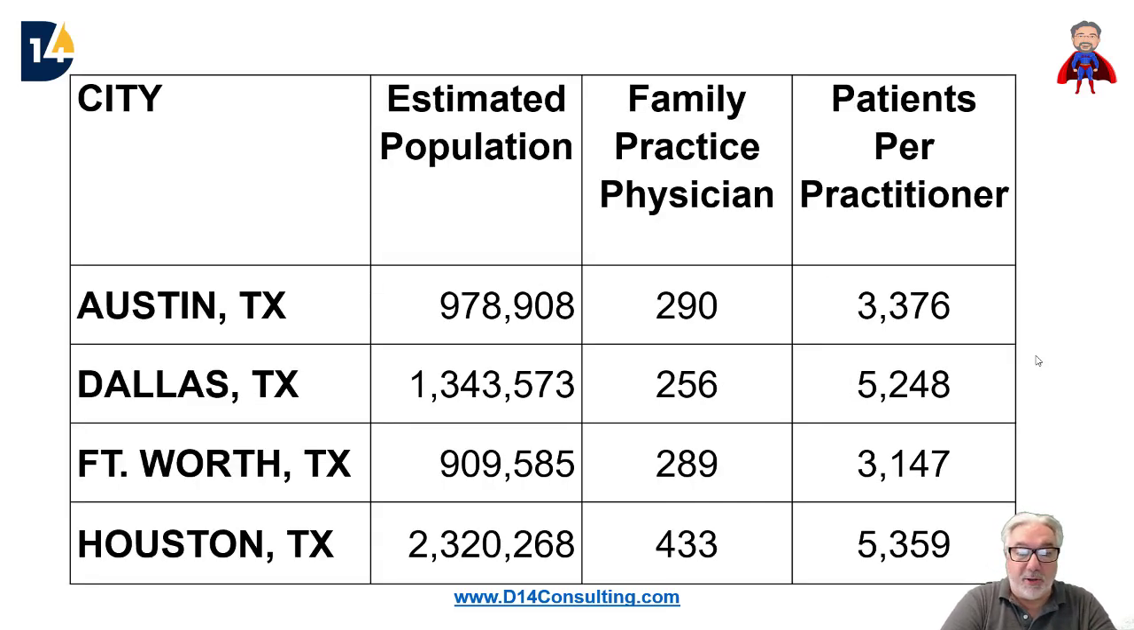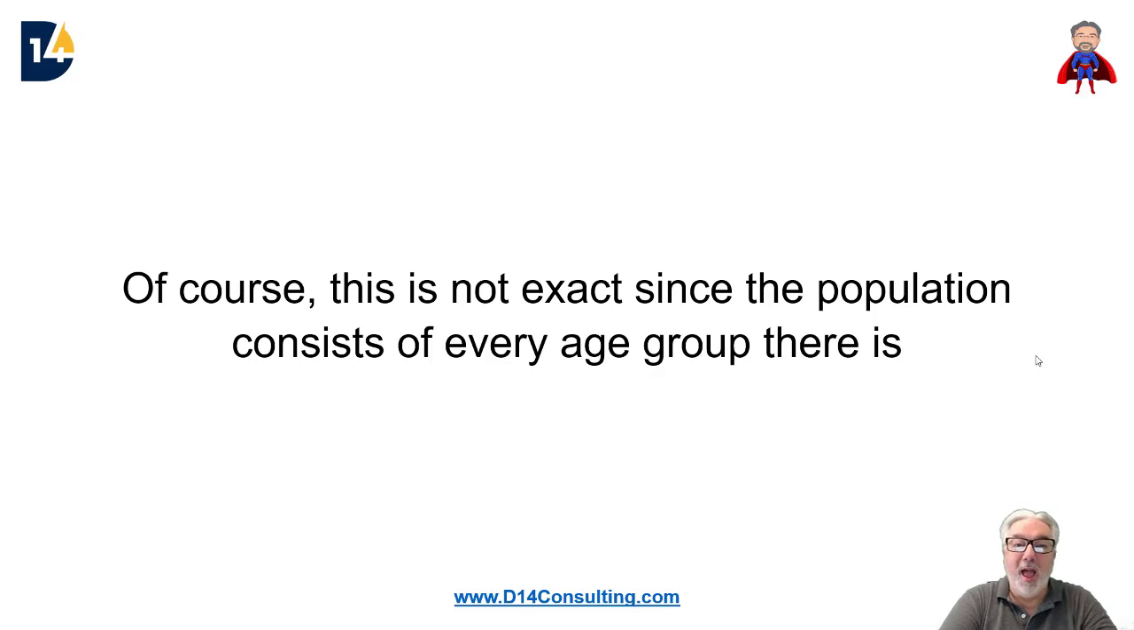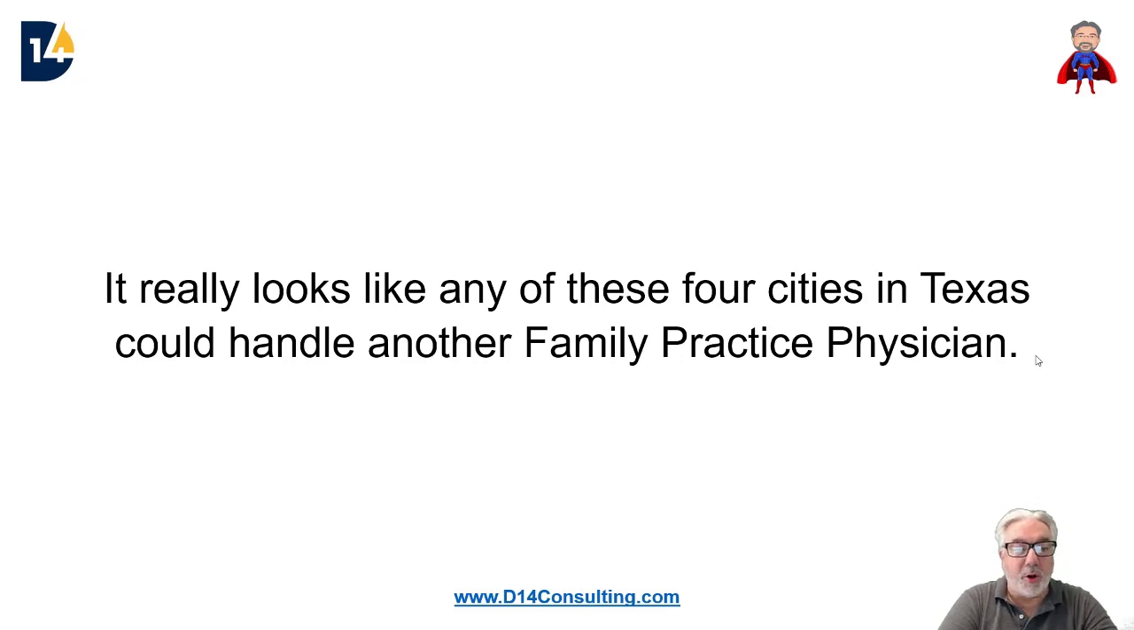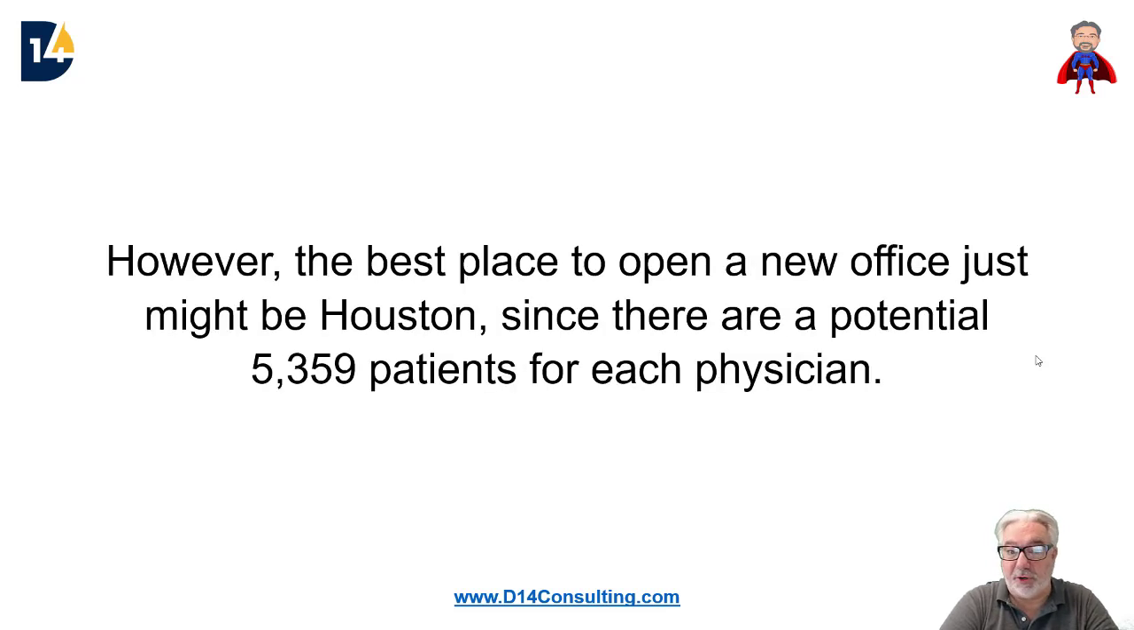So when you take a look at this, these are the numbers. I mean, can you imagine having 3,376 patients in Austin? Well, I don't think that's actually what's happening, of course, but this is what the potential numbers show when you're looking at the whole population. Of course, this is not exact, since the population consists of every age group, and not every age group goes to a family practice professional. So it really looks like any of these 4 cities in Texas could handle another family practice physician, right?